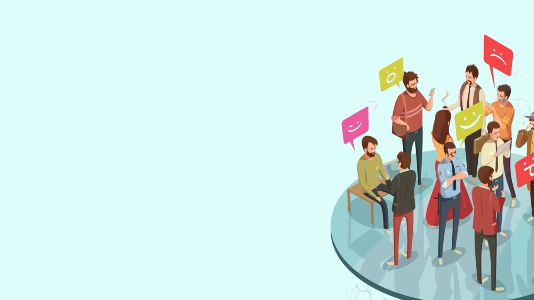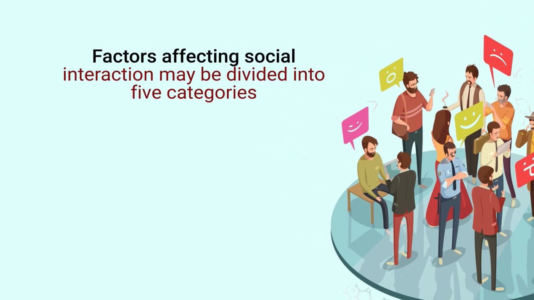Let us now see certain important factors which affect social interaction. All these factors affecting social interaction, for simplicity, have been divided into 5 categories.